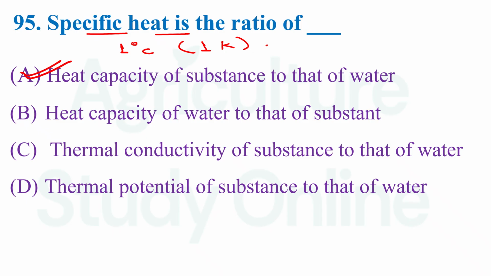Whereas option number B, heat capacity of water to that of the substance. So this has been opposite, inverse. Thermal conductivity of substance to that of the water. So it talks about thermal conductivity and thermal potential of a substance to that of water. So it's not correct. So the correct option is specific heat, that is relative substance by water. Option number A will be the correct option.